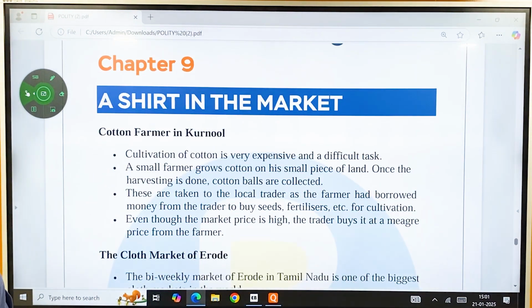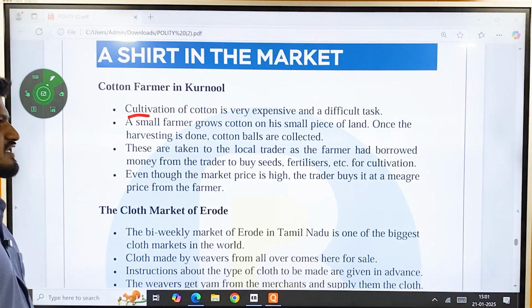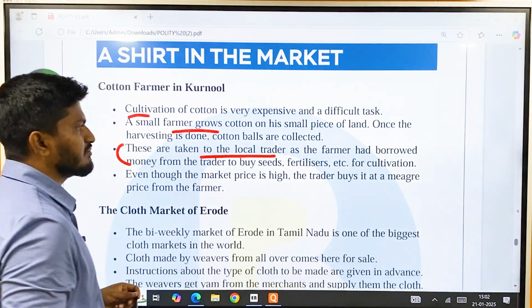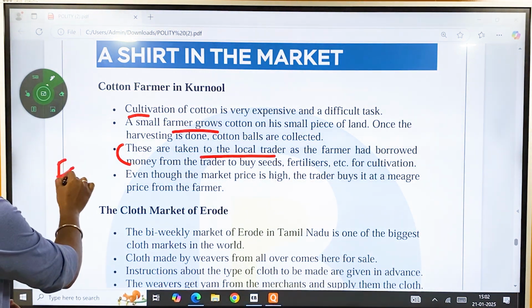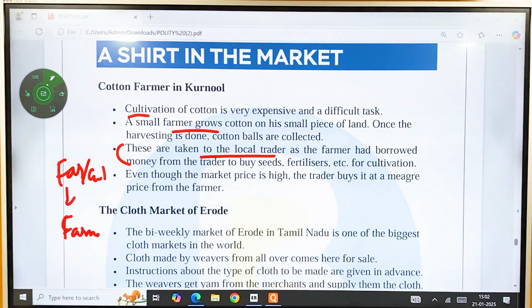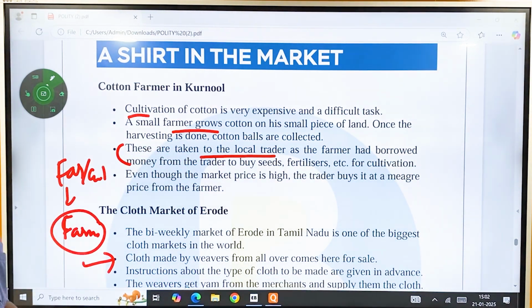Here it gives an example about a cotton farmer in Kurnool. It tells us that cultivation of cotton is very expensive and a difficult task. We all know that a small farmer grows cotton on a small piece of land. Once the harvesting is done, cotton balls are collected. These are then taken to the local trader, as the farmer had borrowed money from the trader to buy seeds, fertilizers, and for cultivation. Okay, so farming is done by the farmer, and once the farming is done, the cotton balls are sold to the local trader.